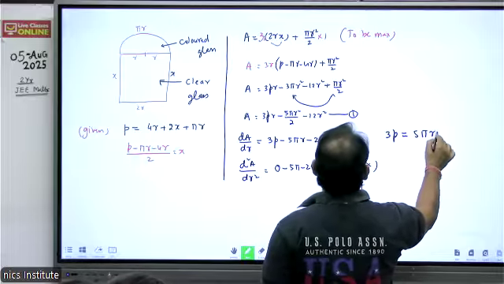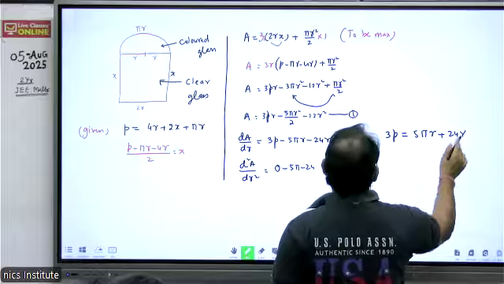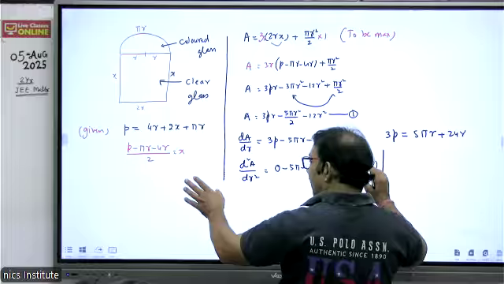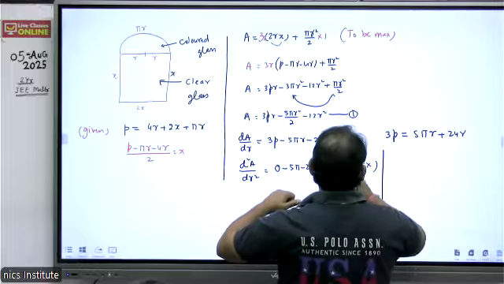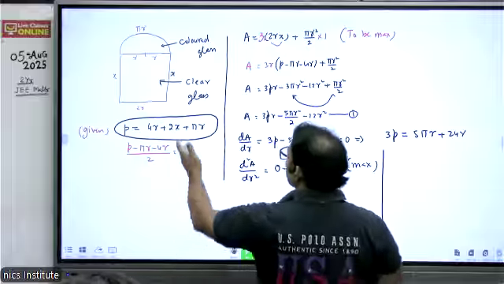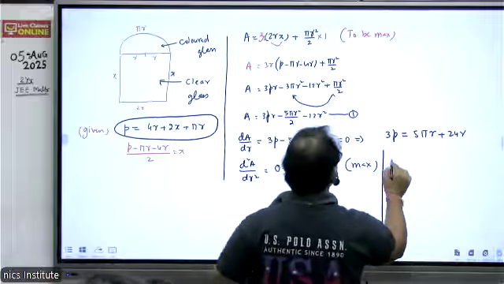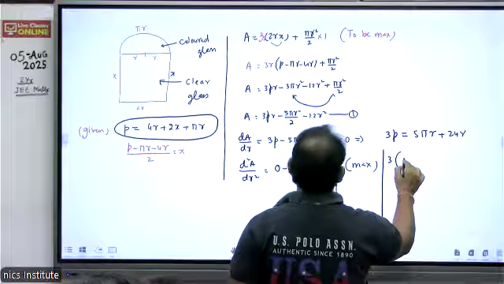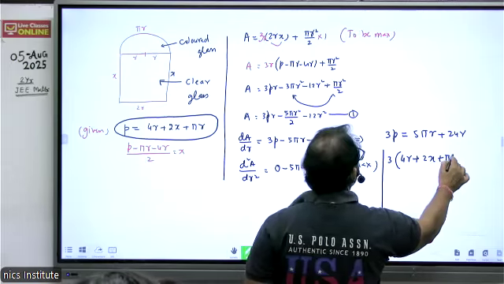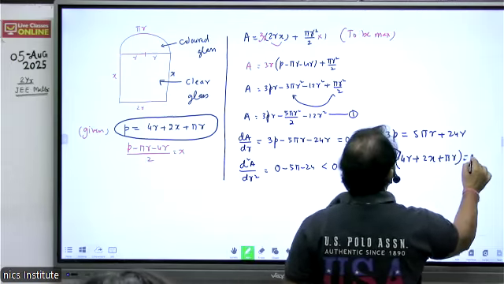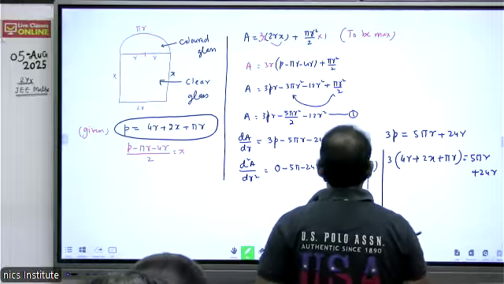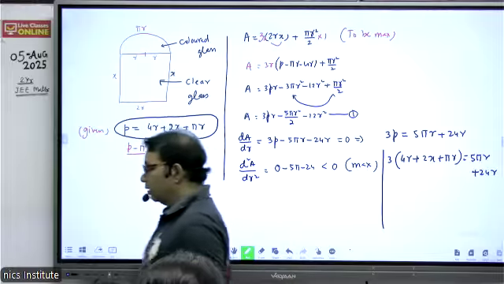So this gives you 3p is equal to 5 pi r plus 24r. So one method is we find r, then we find x, then we divide the two. But I would suggest that you get rid of p. Substitute p from here over here. So this is 4r plus 2x plus pi r is equal to 5 pi r plus 24r. And then find the ratio of x by 2r.